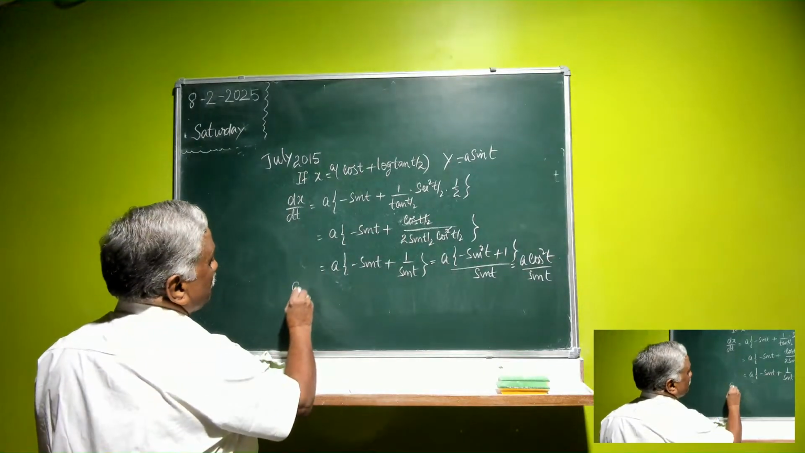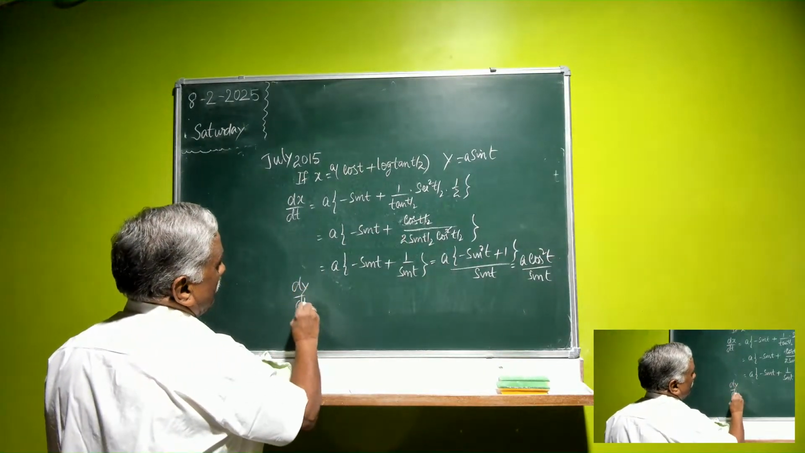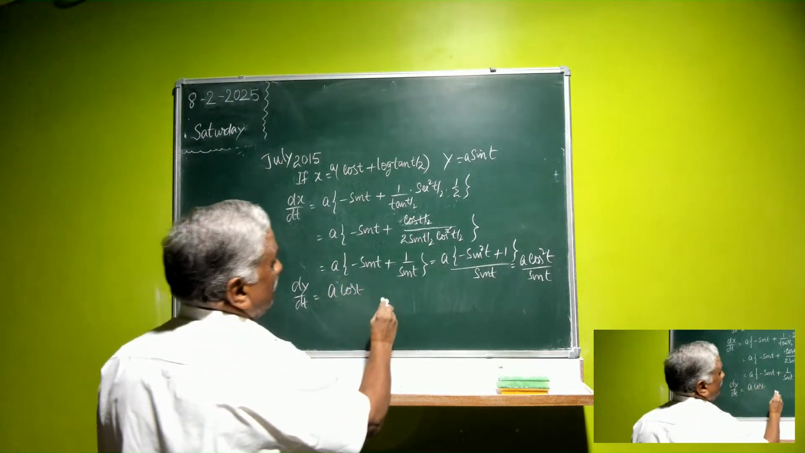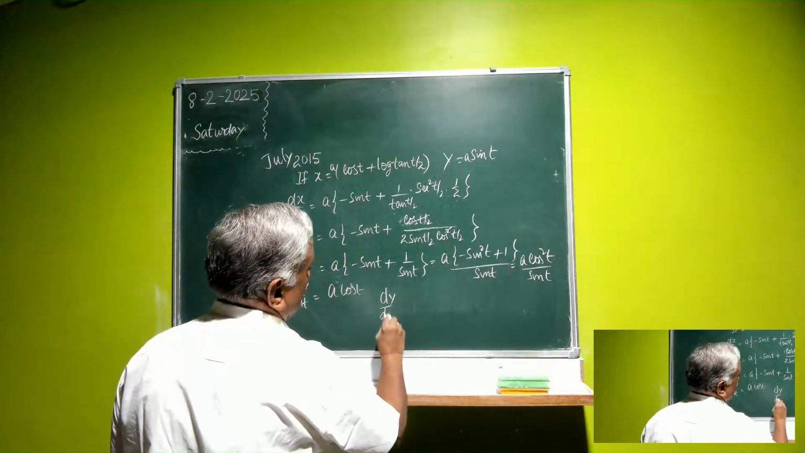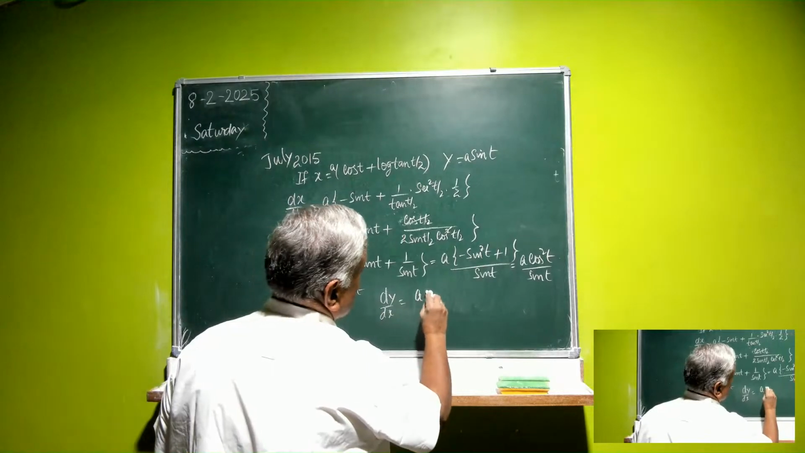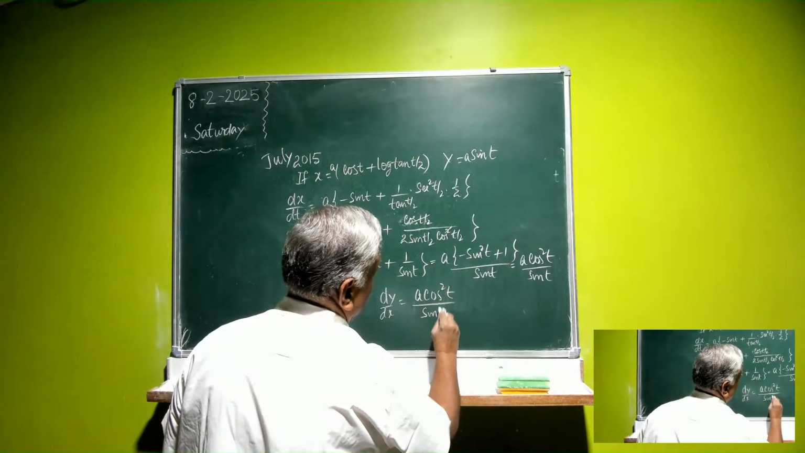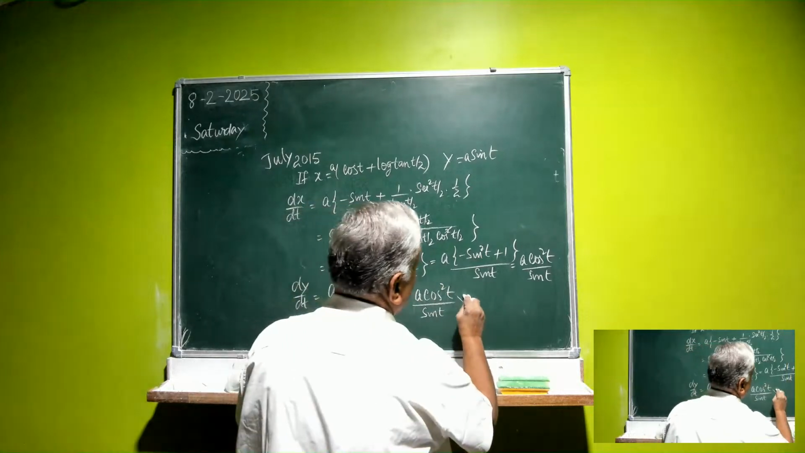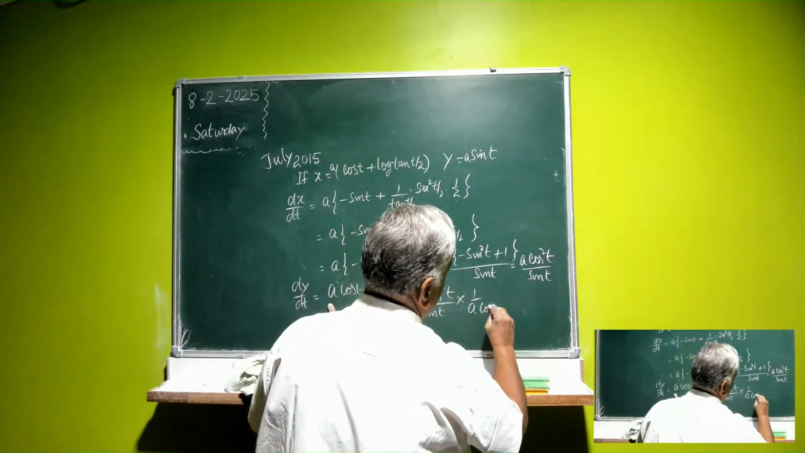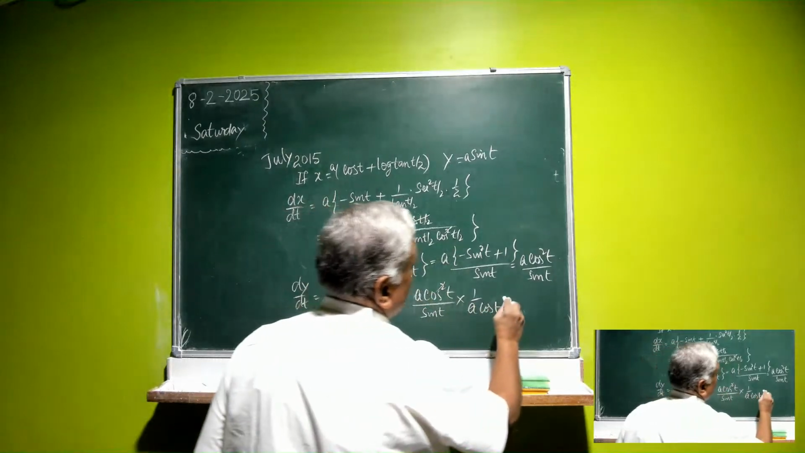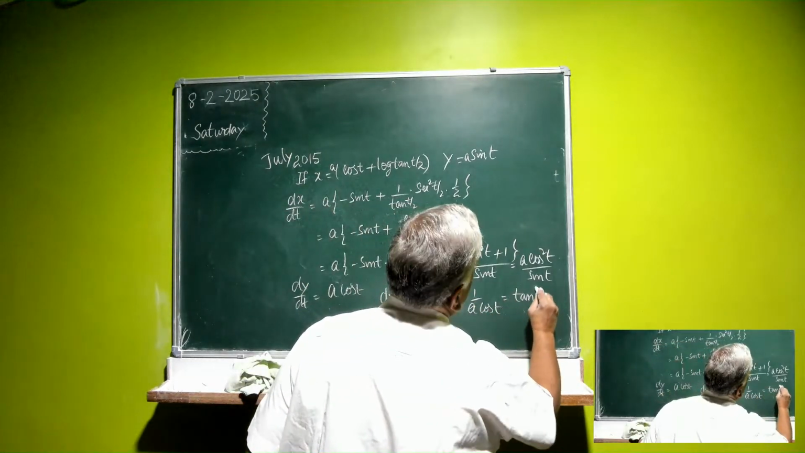But dy by dt is very simple. Dy by dt is a cos t. Now I will find dy by dx. This is a cos square t by sin t. This is the denominator. Another one a cos t. So cos t cancels, a cancels, so you get tan t. Very neat answer.